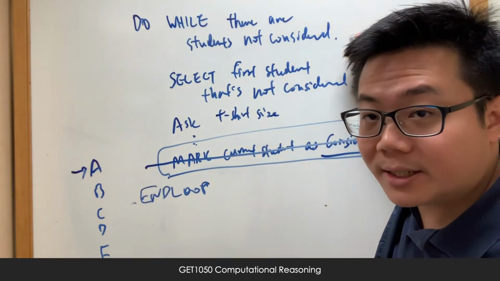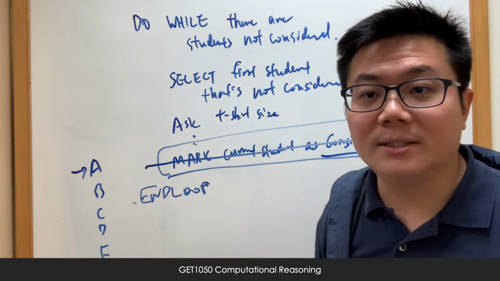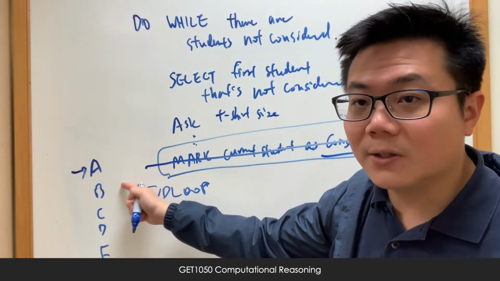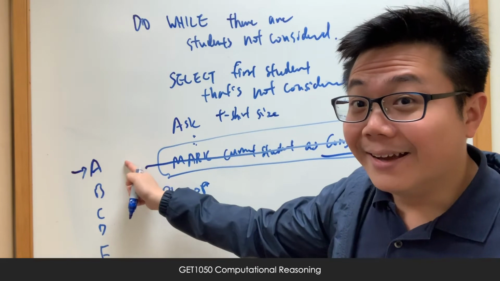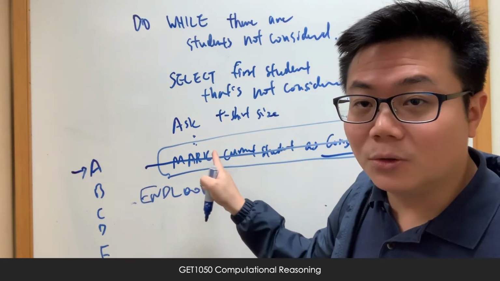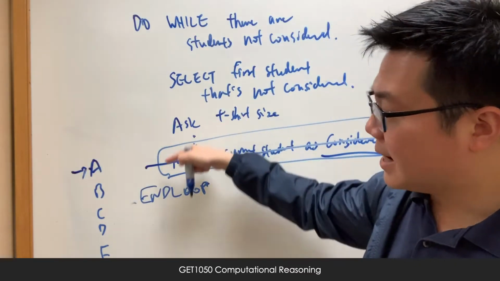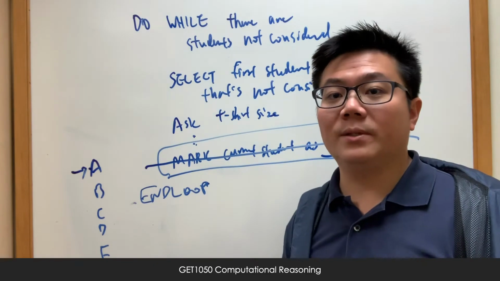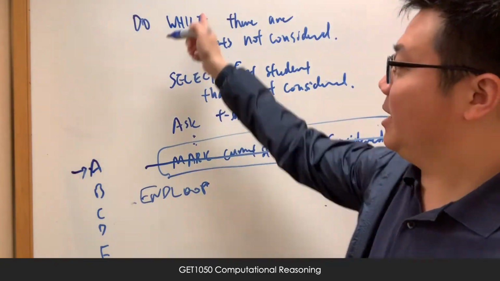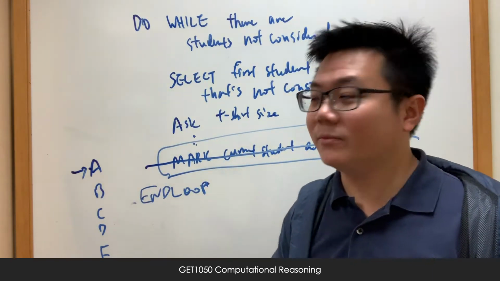Are there students not considered? Yes. Select the first student who's not considered. Who is the one that's not considered? Do I select B or do I select A? A, because notice we took out the line to mark the fella as considered. So therefore, you'll keep going back to A. So you ask again. The person says, hey, I thought you asked me. No, never ask you. Ask you again. Then you go back again, and you ask the same person again. Then the person says, why you ask me one more time?